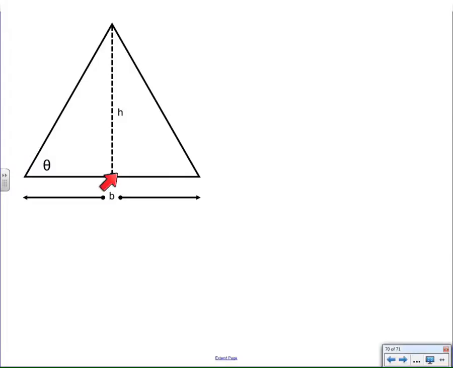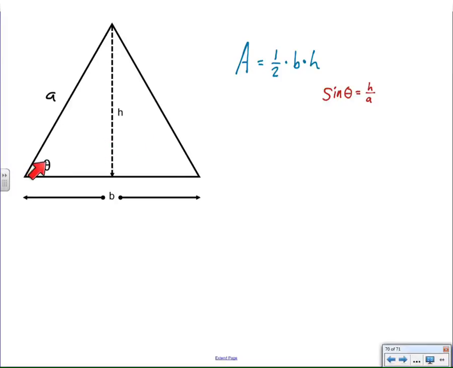Typically, to find the area of a triangle, all we have to do is take half base times height. So here's the base, we take half of that, multiply it by the height, and that will give us the area of that triangle. So it should be no surprise then that area equals half base times height. No big deal. Now, there is something else, a way to involve trigonometry.